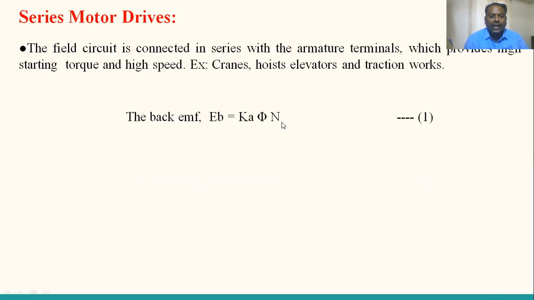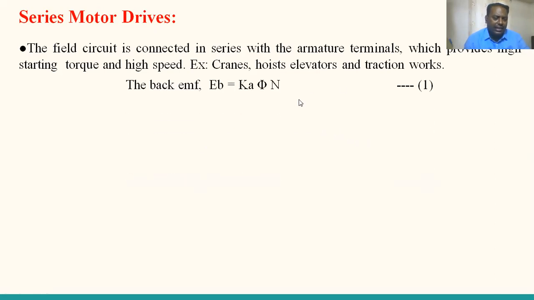Let us see the generalized back EMF equation of any motor. EB is directly proportional to phi into N, where phi is the flux and N is the speed. EB belongs to the armature, so to remove the proportionality, Ka is the armature constant.